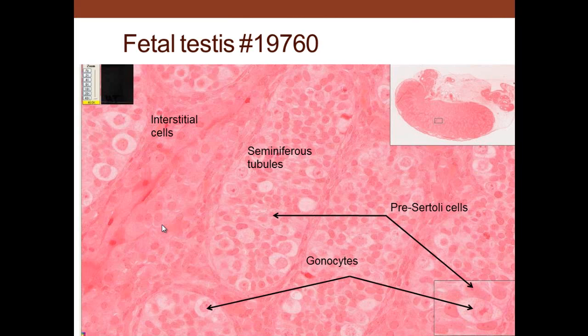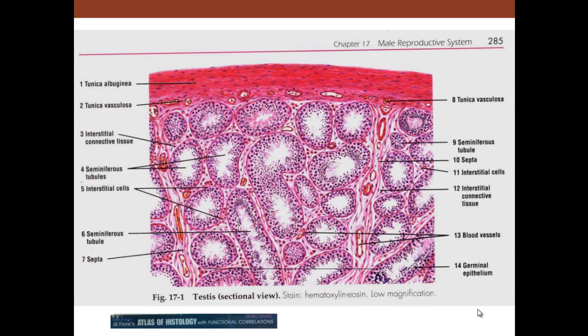If we look in the fetal testis, we can see there are interstitial cells there. Here's a seminiferous tubule, and in there we have the pre-Sertoli cells, which make up the bulk of these nuclei, but we also have gonocytes. These clear cells are the gonocytes that will make spermatogonia, and the other cells later on at puberty. So the individual is born with those cells that ultimately will make spermatogonia, and they will not get primary spermatocytes and spermatids until puberty.